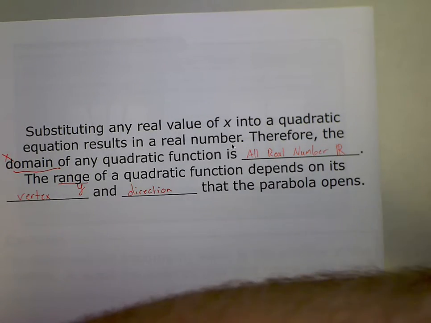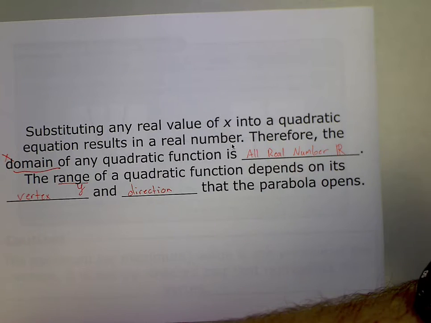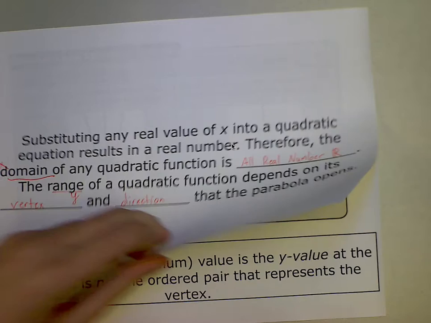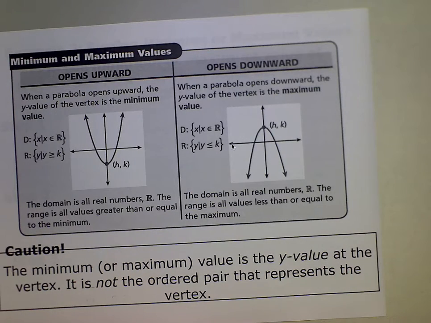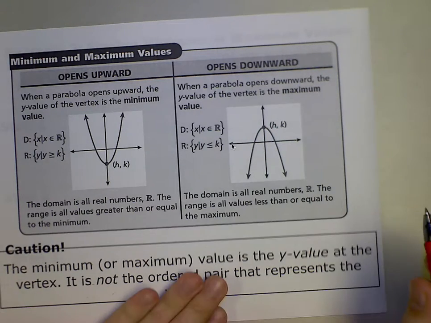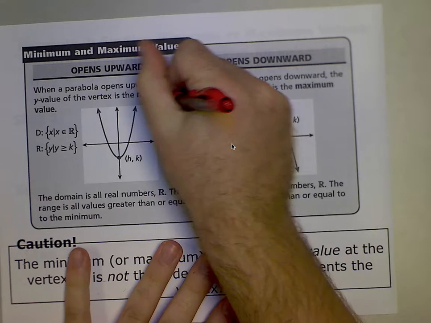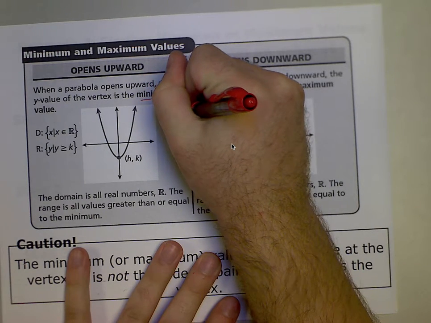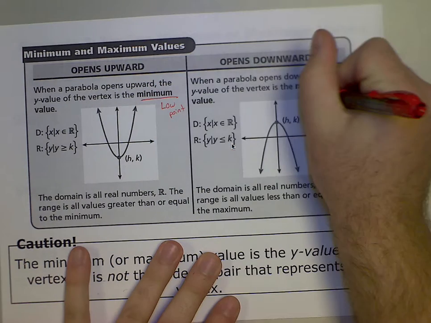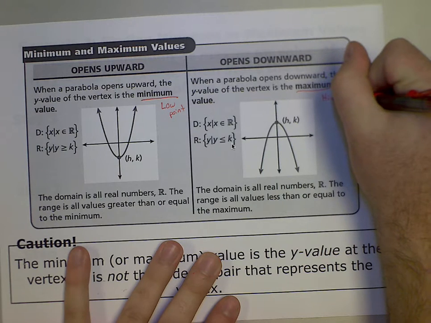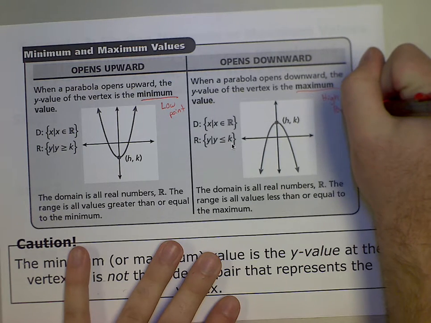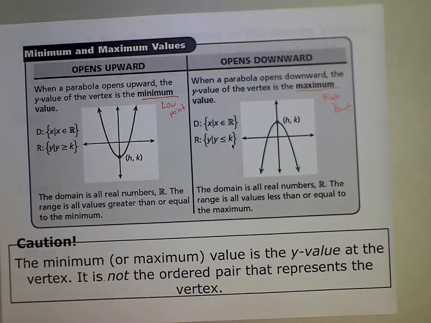Alright, so let's go ahead and talk more about opening upward or downward. When we talk about upward and downward, we get two new points that we need to talk about. Those are what we're going to call our maximum and our minimum. A minimum value is always our low point. A maximum value is what we're going to call our high point. And hopefully those make sense to us. We've worked with max and mins before. So our low point is our lowest value, our max point is our highest value.